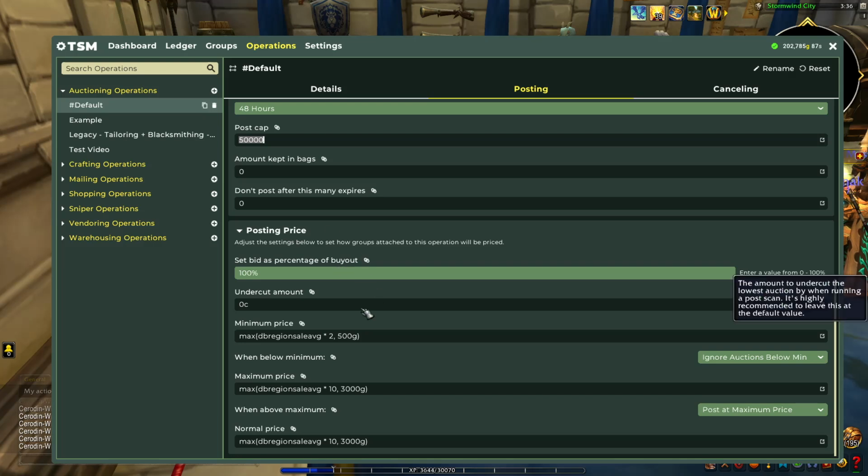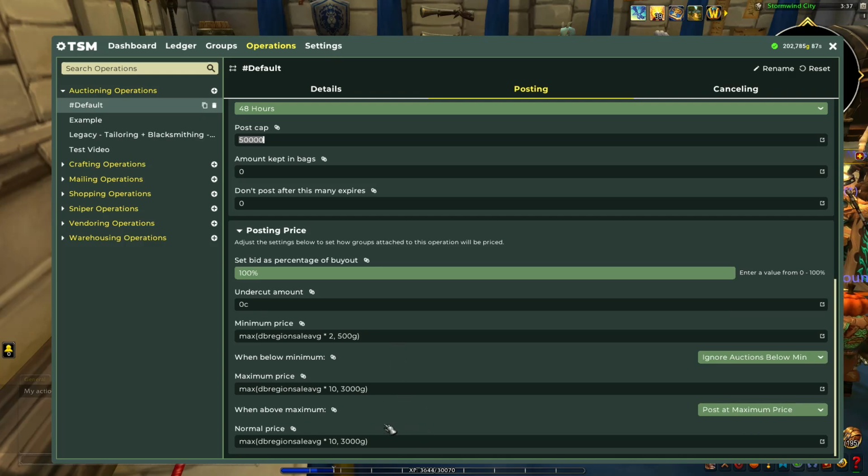Then we get to the posting price. Here we have these two fields. Basically, you don't want to modify them, because this one is just for actually doing bids. No one uses bids anymore. And then the undercut amount is 0c, which is 0 copper. Which is right, because you don't want to undercut anybody, since the auction house already prioritizes whoever posted the item more recently. So there's no point. And then we have the minimum price, maximum price, and normal price.